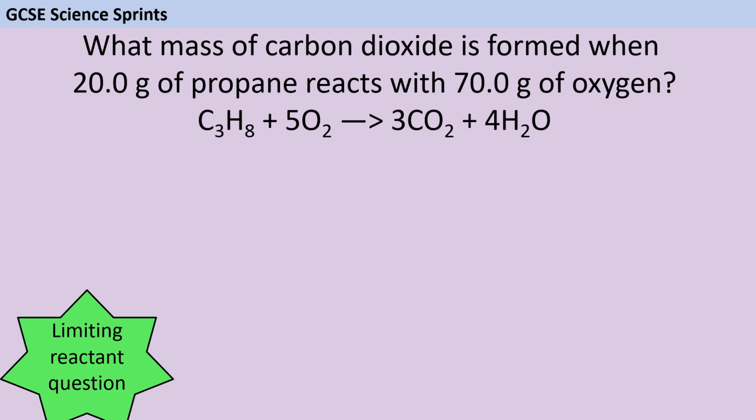So my very first thing is going to be that I'm going to need to figure out which one is limiting. Now, to be fair, this is quite a hard question. It's very, very rare on a GCSE paper to see one which simultaneously asks you to work out the limiting reactant and work out the theoretical yield. But it's well worth you learning how to do this. So we're going to go for it, even though it's a bit tricky.